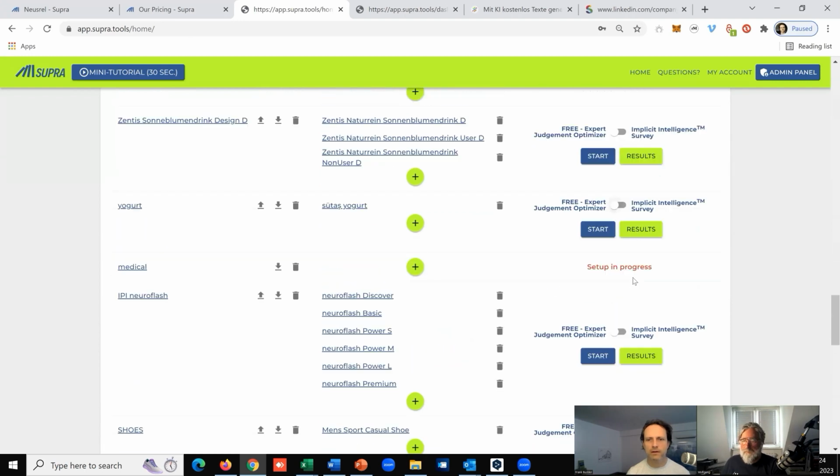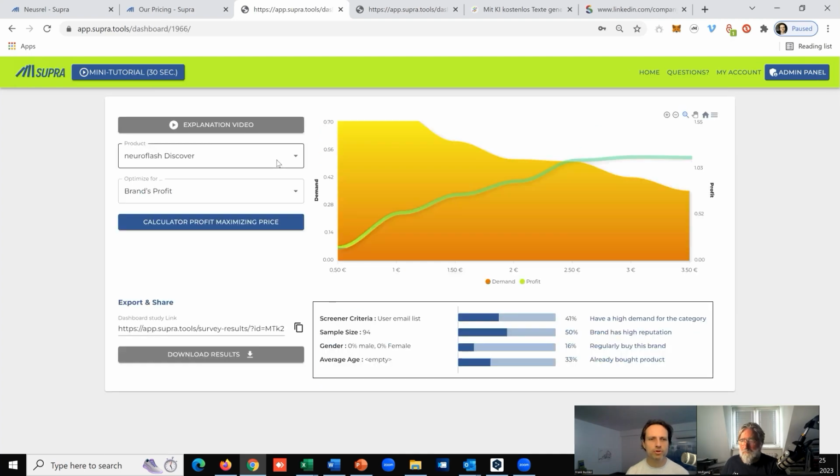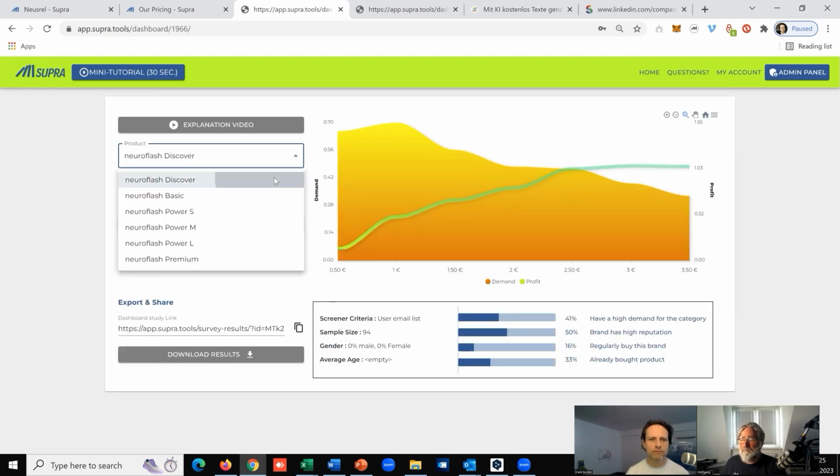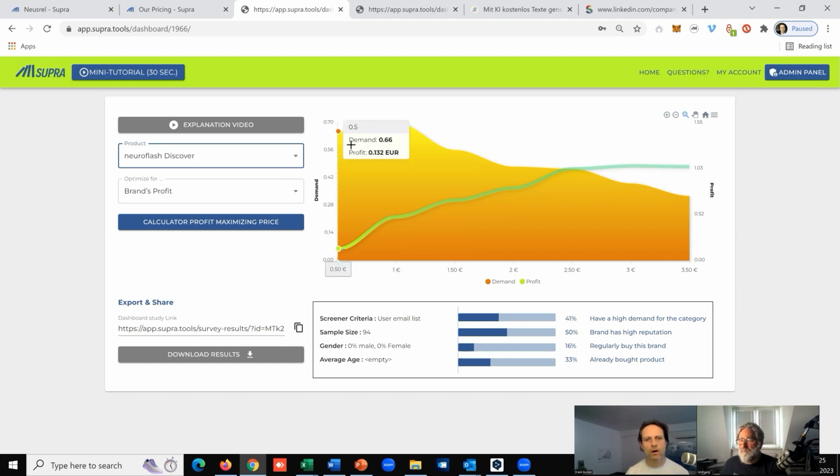And basically here we have all results in this dashboard. We simply choose here the different products. And for Discover, we see here the demand. It's even increasing for €1 versus 50 cents. It's a little bit odd. But the demand is quite slowly declining with the price. So even for €5, a lot of people would buy it. And the profit optimal price is pretty flat, starting with 2.50.